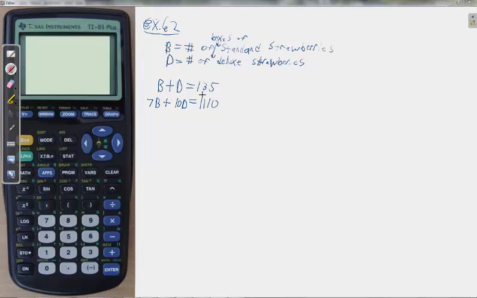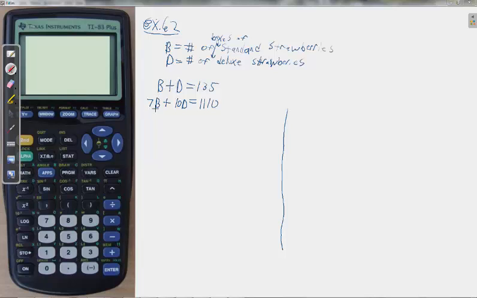So now I've got two equations, a system of two equations in two variables, which I can solve. What method do you want me to use? I'll use both of them. I'll just show them separately. You can use whichever one you want. I'll do elimination first.